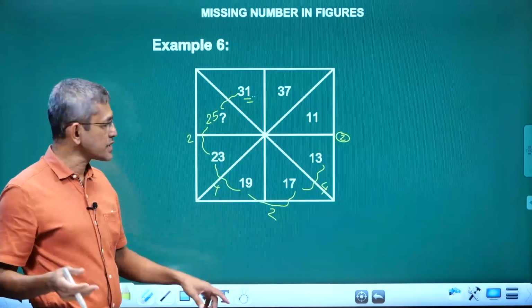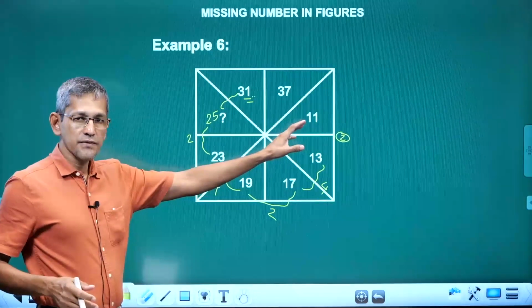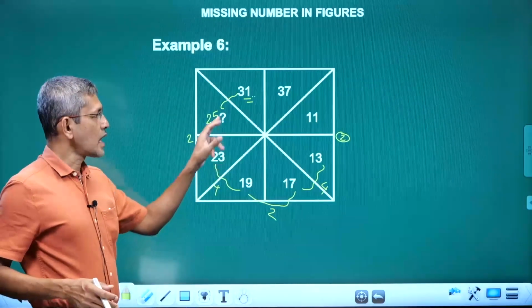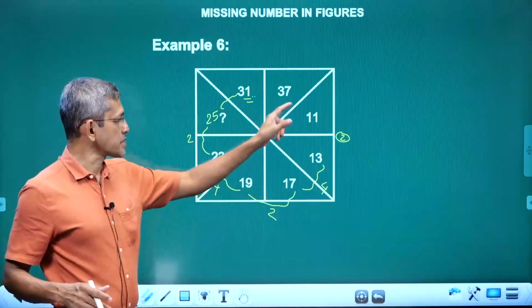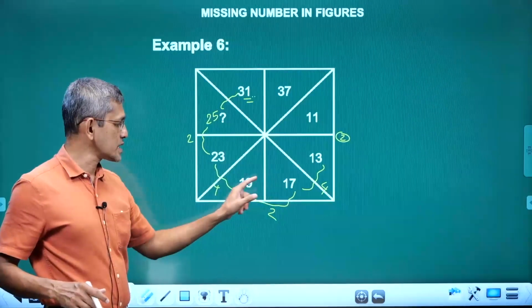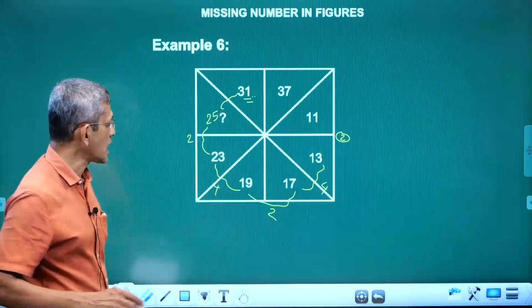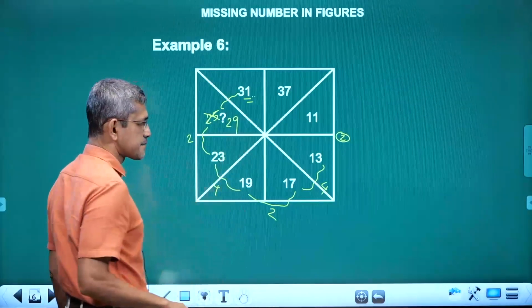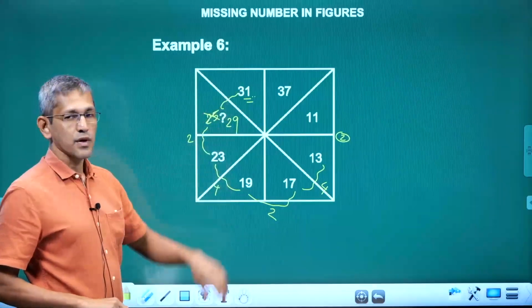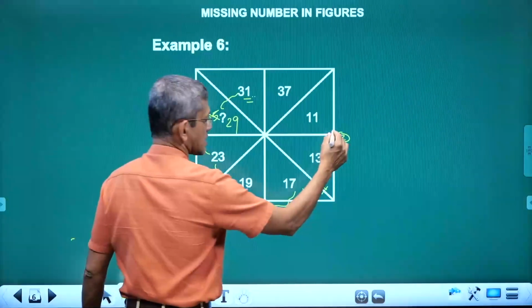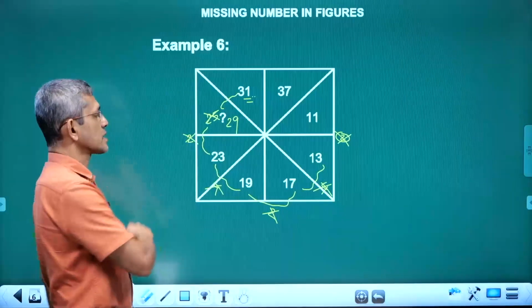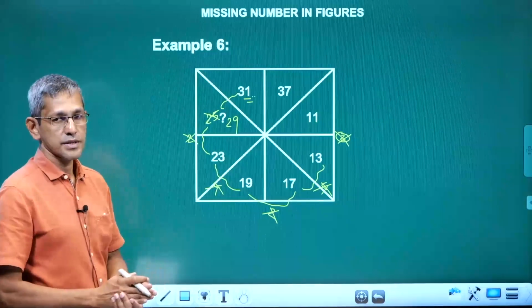Of course, at a glance, you can see that there's no need to look at the differences. You can see that 11, 13, 17, 19, 23, and 31 are consecutive prime numbers, right? So 11, 13, 17, 19, 23, the next prime number is 29. So 25 cannot be the correct answer here. It is 29. So the next one is 31. We are not really taking the differences here. We are taking them as consecutive prime numbers. So the answer, 29, perfectly all right.